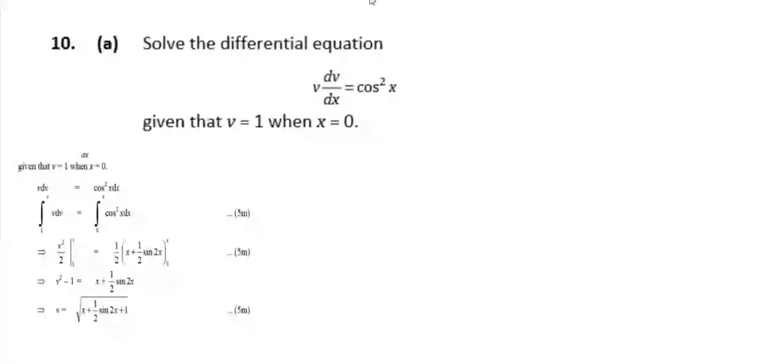We have the following differential equation: phi dv/dx equals cos squared x. Now, there's a little trick that you might not all be quite aware of. When you go to your tables, in general, we're just going to move this around. So we're going to have phi dv equals cos squared x dx.